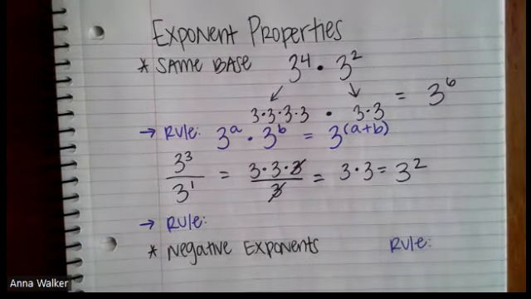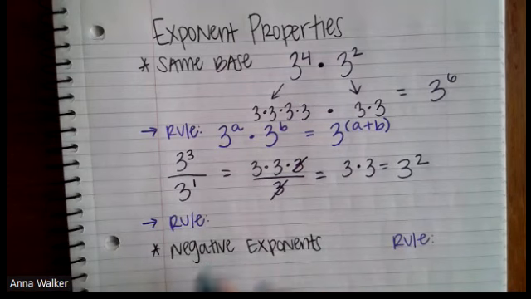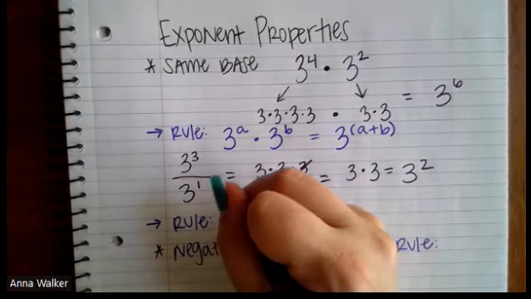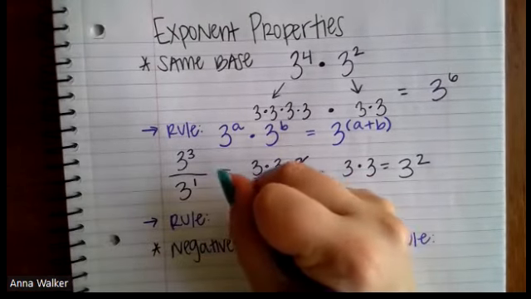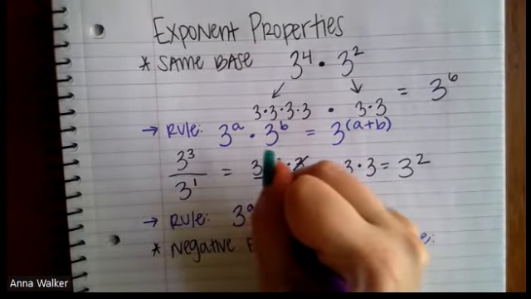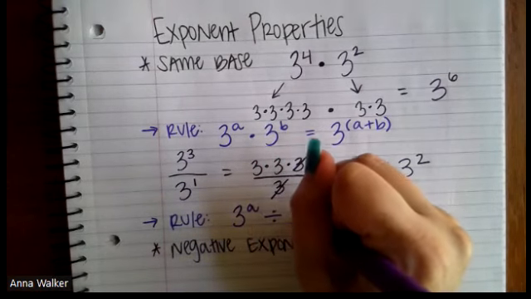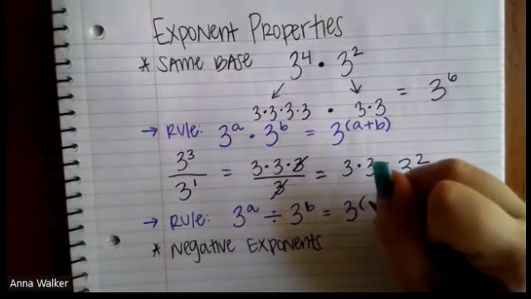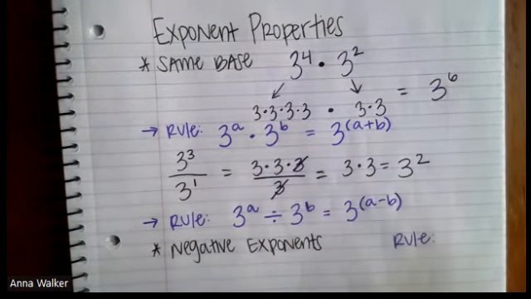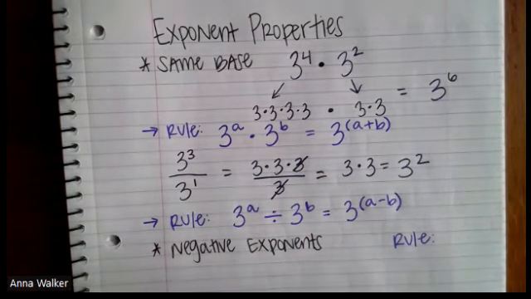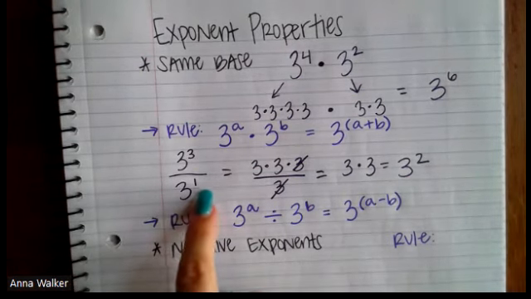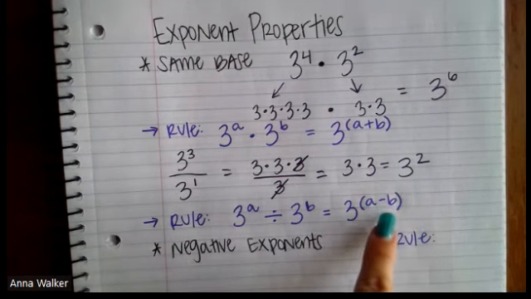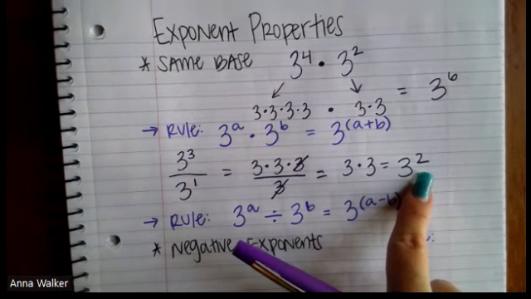If we're just keeping it all in exponent form and we're not solving it for the standard form, the rule is if we have any number with the same base, so let's say 3 to the power of A, and we're dividing by another exponent that has the same base, 3 to the power of B, the rule says that we can keep the same base and then we're going to subtract the powers. So 3 to the power of 3 minus 1 is going to be the same thing.